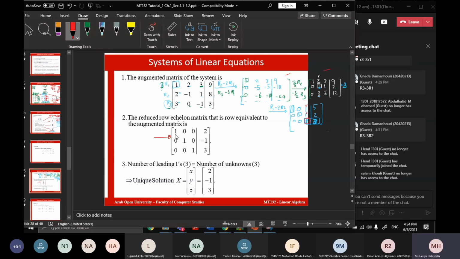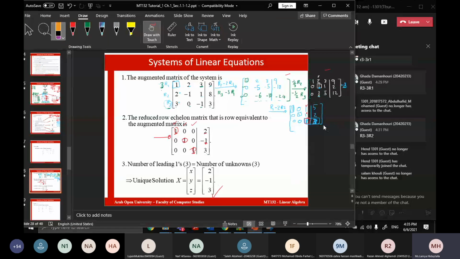Now the solution is easy. X equals 2, y is equal to -1, and z equals 3. Why? I knew that the number of leading ones is how many? 1, 2, 3. Correct? And the unknowns are 1, 2, 3. So the number of leading ones is equal to the number of unknowns. So I'll have a unique solution. What is that solution? It is x = 2, y = -1, and z = 3. So it is this vector. A unique solution. Okay, let me show you something.